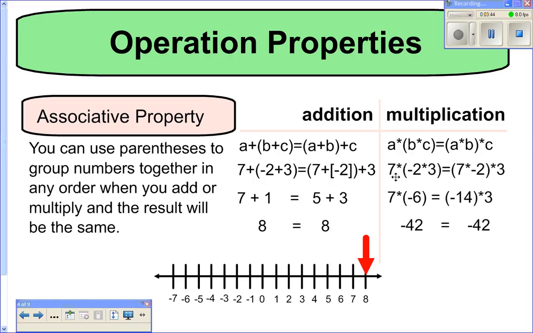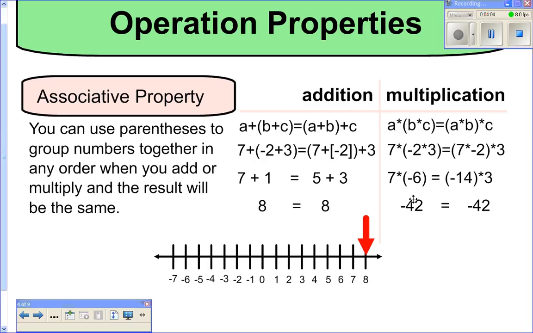We have 7 times -2 times 3. Well, let's first associate -2 and 3. We'll first group -2 times 3. Remember, a negative times a positive will give us a negative answer. 2 times 3 is 6. So -2 times 3 will give us -6. And -6 times that first number, 7. Negative times a positive will give us a negative. -6 times +7 will give us a -42.